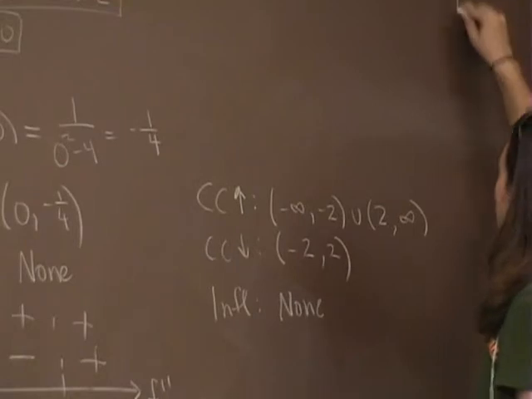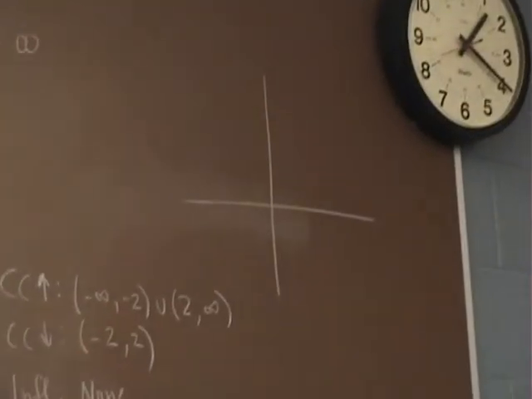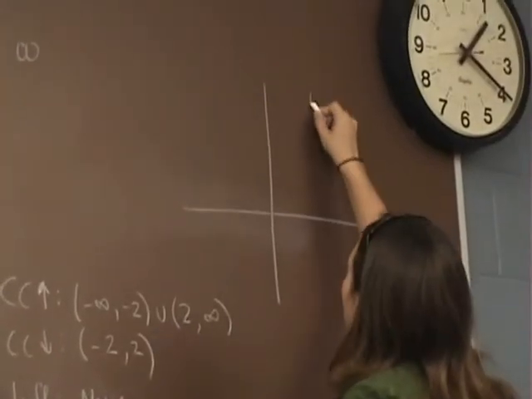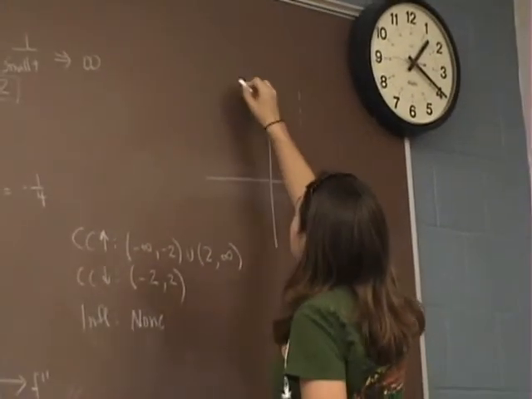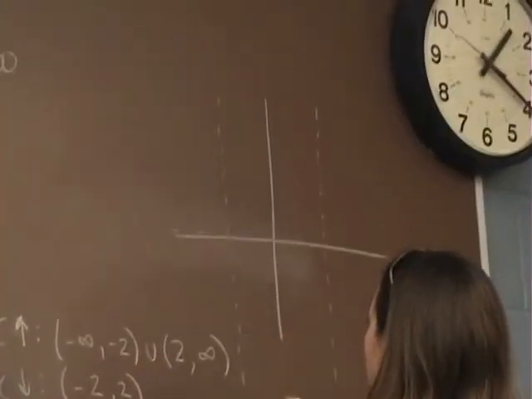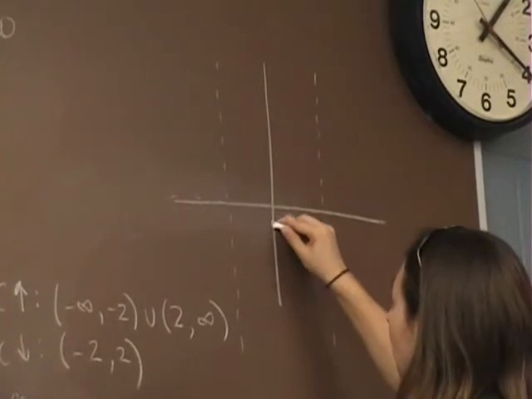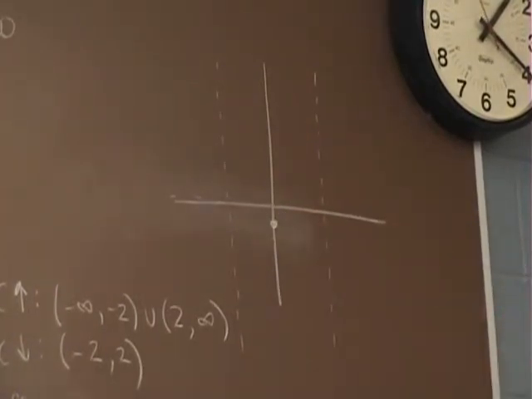Then if they want us to sketch the graph, let's go ahead and do that. So to sketch the graph, start with your asymptotes. I've got a vertical asymptote at 2 and at negative 2. Got a horizontal asymptote at 0. I've got a y-intercept at negative 1/4.